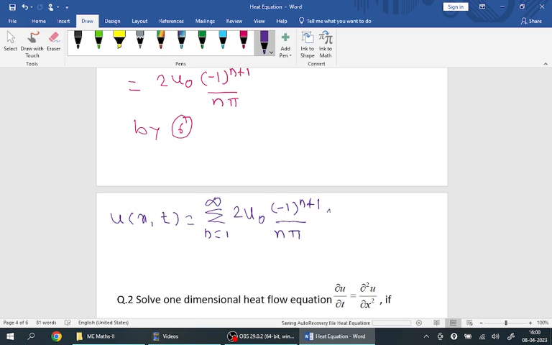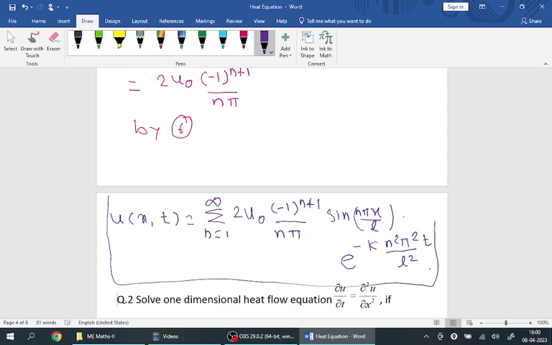Then we get sin(nπx/L) into e raised to minus k n squared π squared t upon L squared. And that is the final answer. This is the required answer for one-dimensional heat flow there. So this way you should complete the one-dimensional heat flow example.